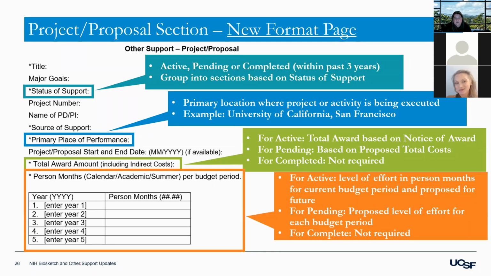So you have to give for active the level of effort in person months for the current budget period and proposed future years. So if it's the first year, you're going to have to show all 5 years. If you're in year 2 though, or year 3, you just show year 3 and beyond. So you don't have to show what's already been done and is no longer there. For pending, you put the proposed level of effort for each budget period based on what was in the proposal. And for completed, it's not required to include effort amounts. So for the award amount, it's the total amount for the whole year. For the person effort, it's current and future years.